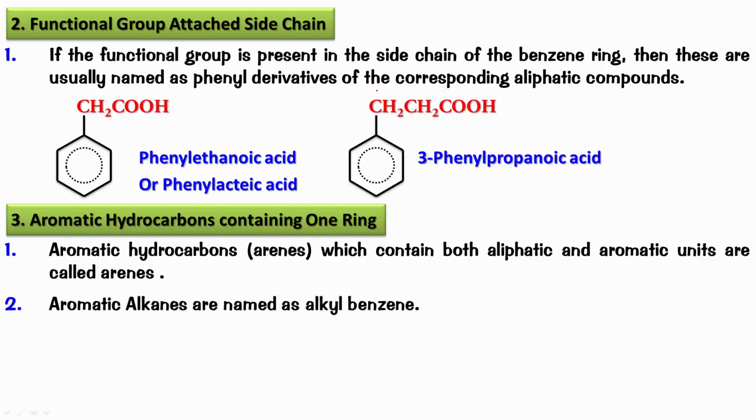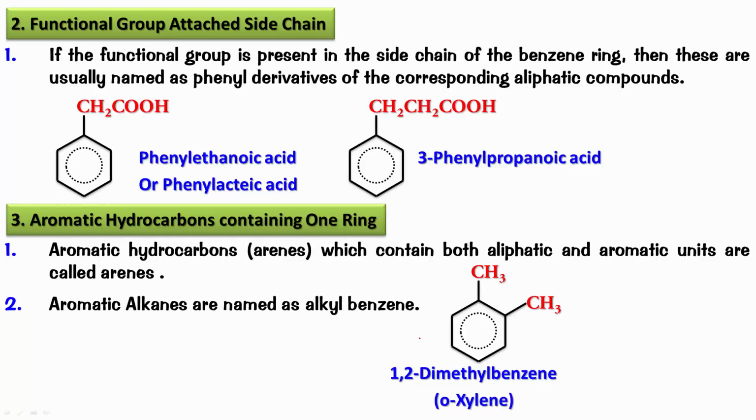Aromatic alkanes are named as alkyl benzene, that is provided the group attached to the benzene ring is saturated. That means if this is the benzene ring, I have a saturated system, no double bond or triple bond here. In that case, it is known as alkyl benzene. Try naming this one. It's 1,2-dimethylbenzene, common name xylene, orthoxylene.